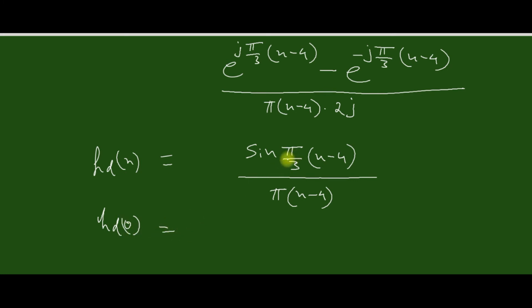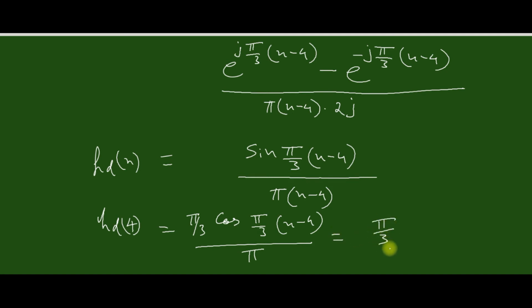So this is obtained by differentiating numerator and denominator with respect to n. So we get, this is hd of 4. When n equal to 4, the denominator will become 0. Now after differentiation, we get the expression in this form. So when n equal to 4, this will become cos 0 equal to 1, so that we get pi by 3 by pi, which is equal to 1 by 3. So hd of 4 equal to 1 by 3.